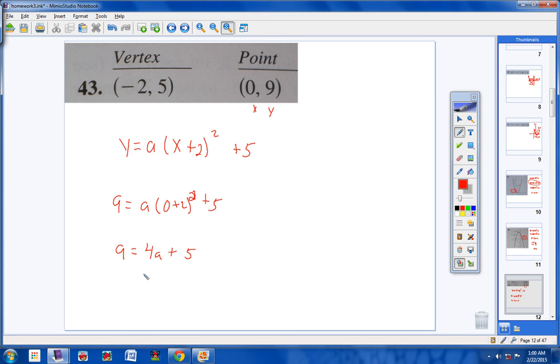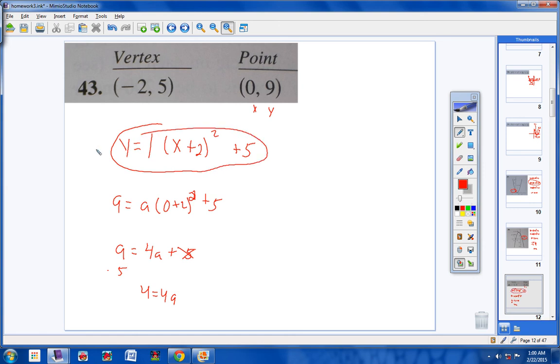Now bring the 5 over and make it a negative 5. We're going to solve for a now. And you're left with 4 equals 4a. Divide by 4, and you get 1. So a equals 1. So right up here in your first equation that you wrote, if you want to erase that a and put a 1 here, you can.